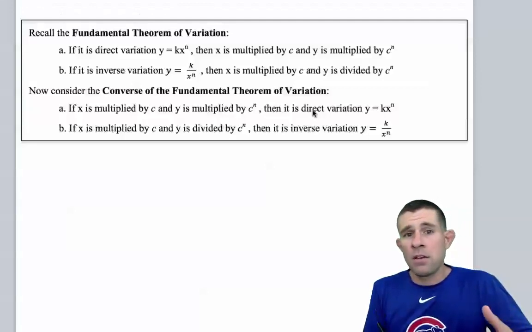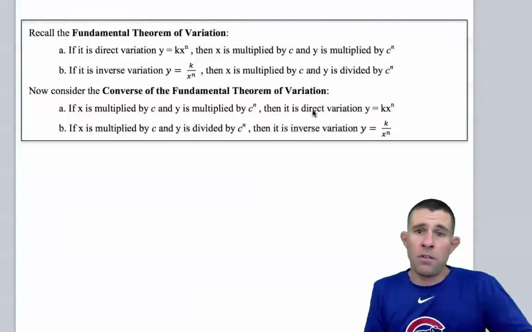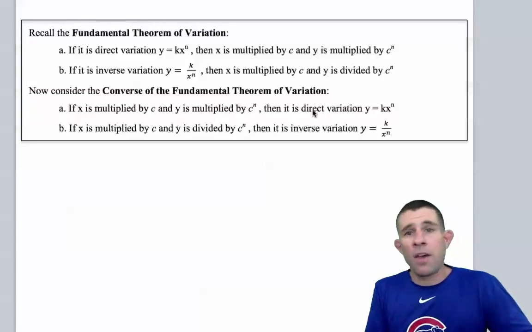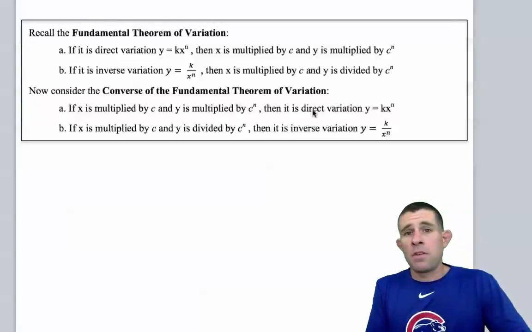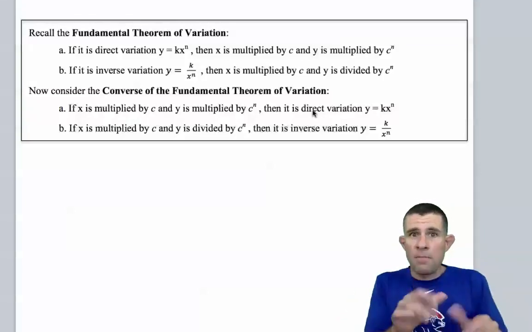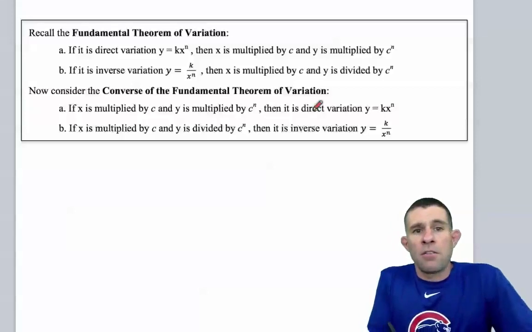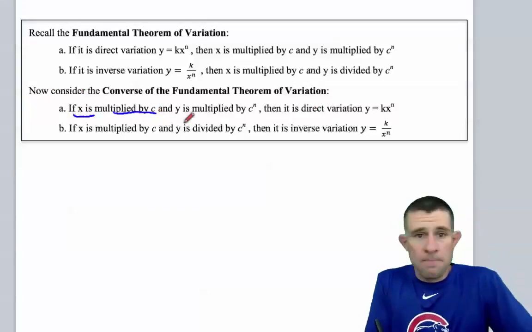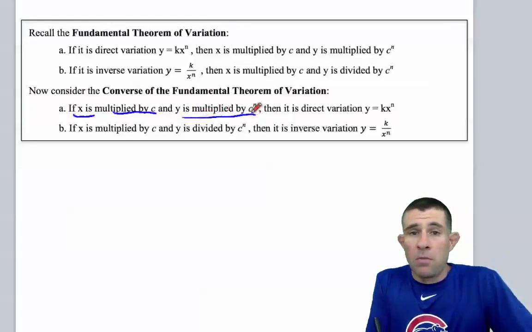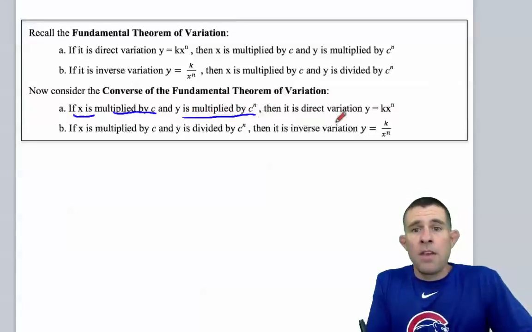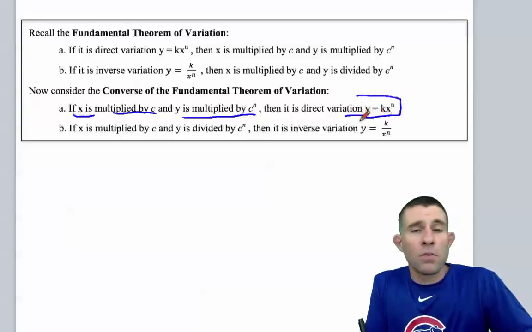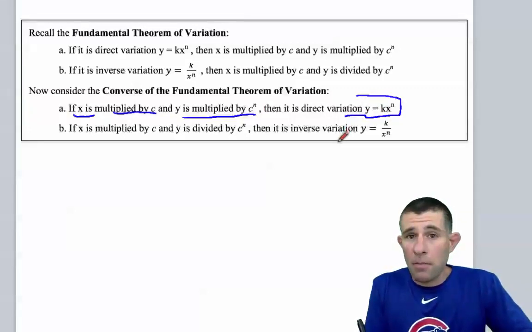Well, today we're going to take a look at using the converse of the fundamental theorem of variation to help us find a model that fits our data. Now remember, the converse of a statement is simply switching the if and the then. So now if you take a look here, we see that the converse states if x is multiplied by some number c and y is multiplied by some number c to the nth power, then it is a direct variation equation that follows the form y equals k times x to the nth power.